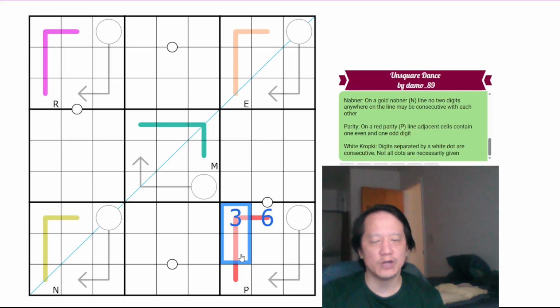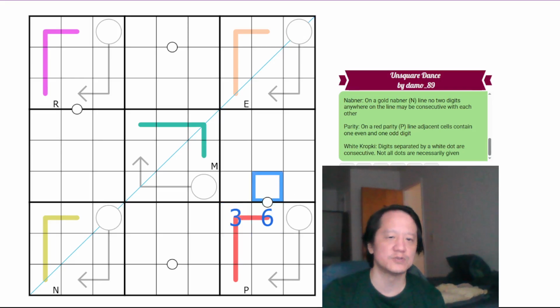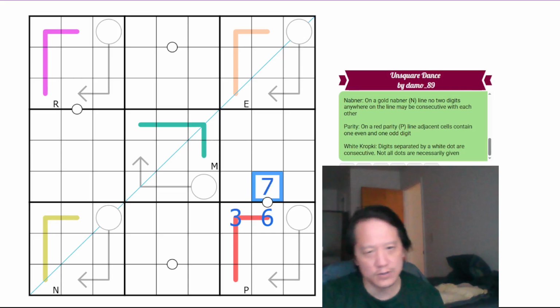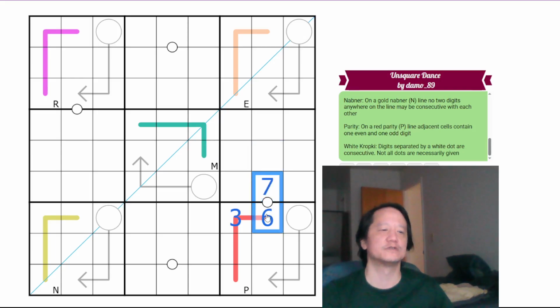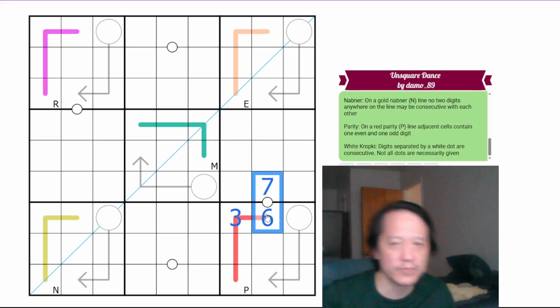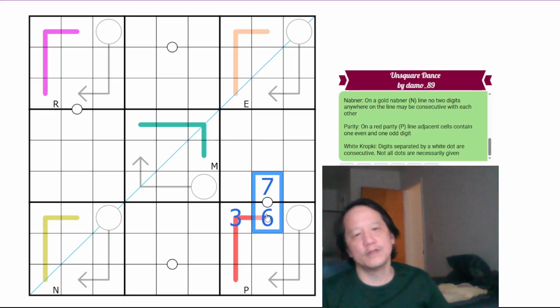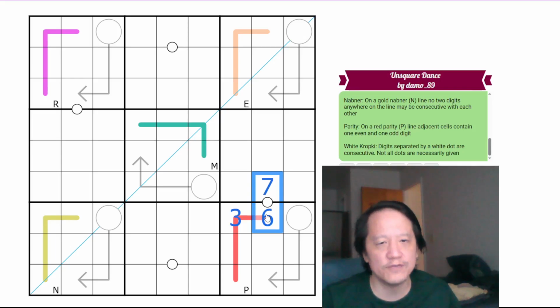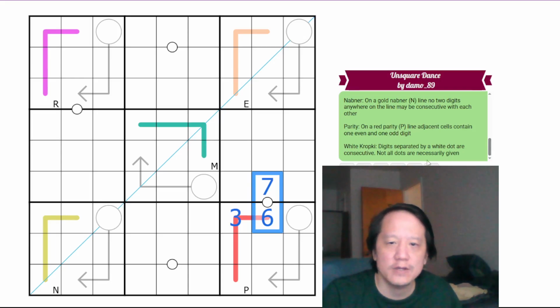And finally, we have white Kropke dots, where digits separated by a white dot are consecutive, and not all dots are necessarily given. So, for example, if this were, say, a 6, this would have to be a 5 or a 7 here to be consecutive with a 6 because there's a white dot between them. And those are all the rules. If you'd like to play along, there's going to be a link in the description. And now, I'm going to get started.